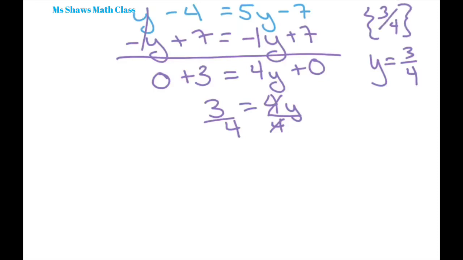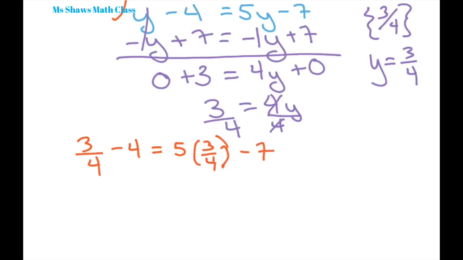Now we have to check our solution. So you're going to substitute it back into every y. You get 3/4 minus 4 equals 5 times 3/4 minus 7. Ooh, that's acting weird. Minus 7. All right, now we've got the same denominator here, so go ahead and put these in fraction form.